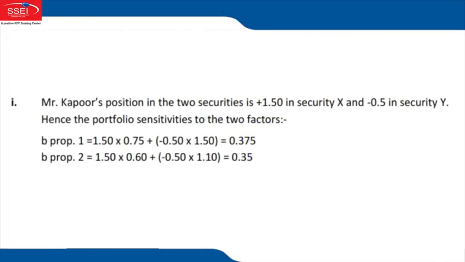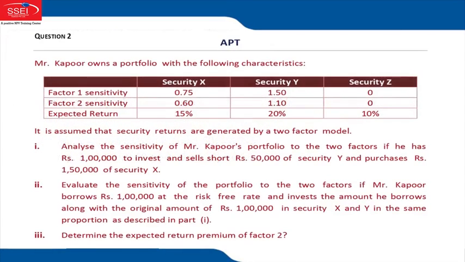The weights, first part 1.5 minus 0.5, and then they've calculated. The answers are 0.375 and 0.35. Next, question number 2. Evaluate the sensitivity of the portfolio to the two factors, if Mr. Kapoor borrows 1 lakh at RF and invests the amount he borrows along with his original amount of 1 lakh in security X and Y in the same proportion as described in part 1.